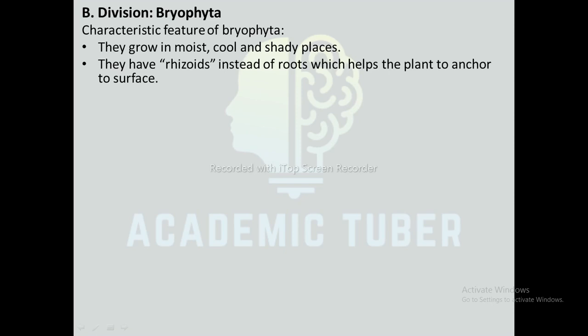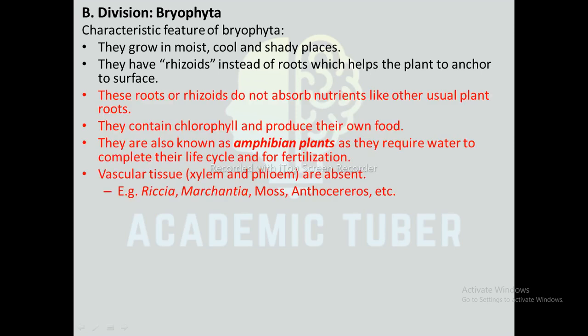Next one is division Bryophyta. Bryophytes grow in moist, cool and shady places. They have rhizoids instead of roots, which help the plant to anchor to the surface. These rhizoids do not absorb nutrients like the usual roots of other plants. They contain chlorophyll and produce their own food. They are also known as amphibian plants as they require water to complete their life cycle and for fertilization.